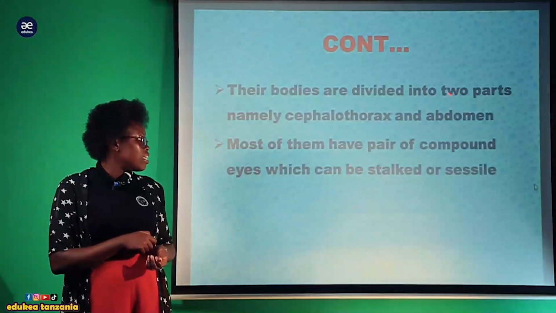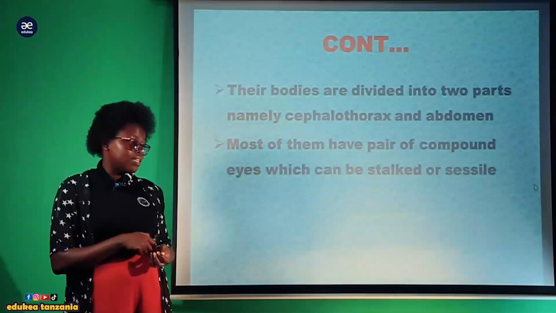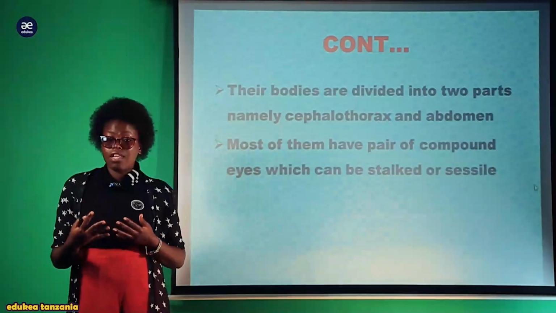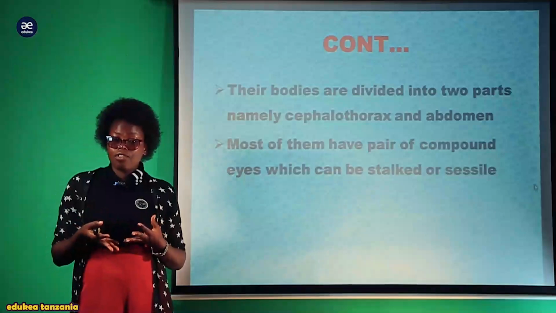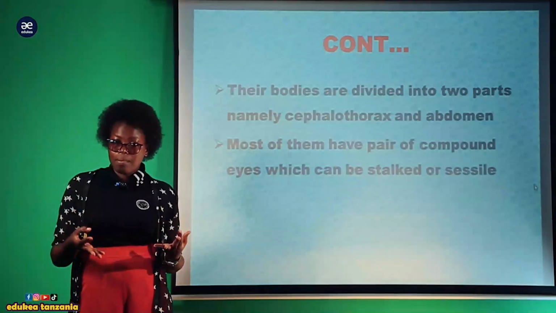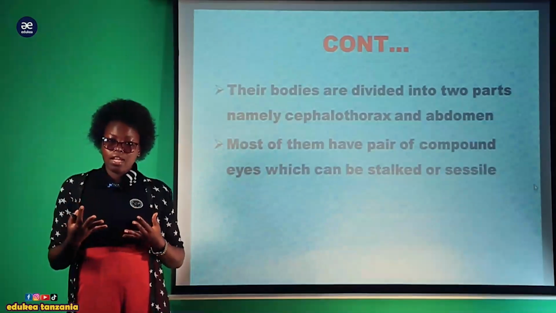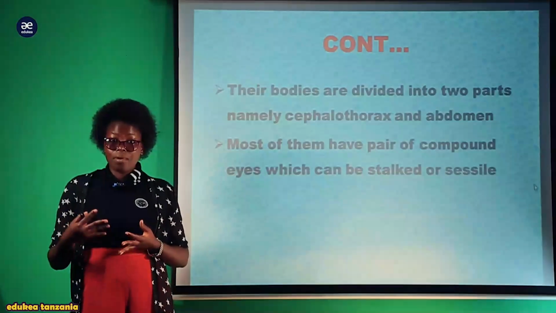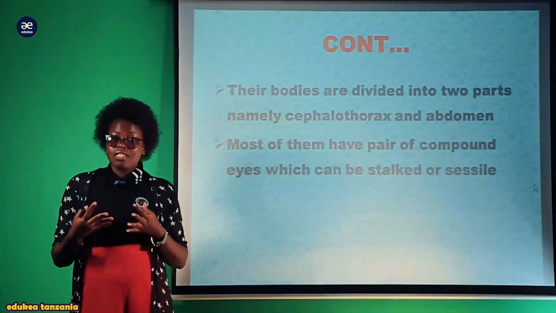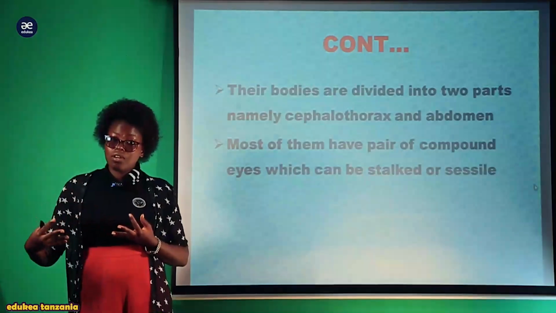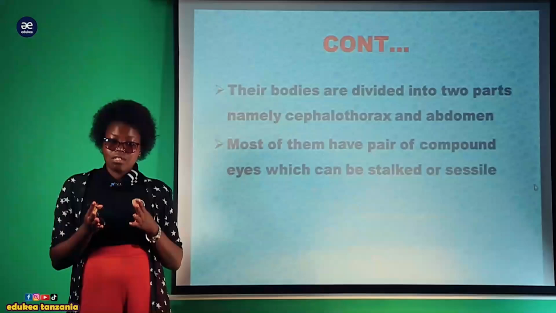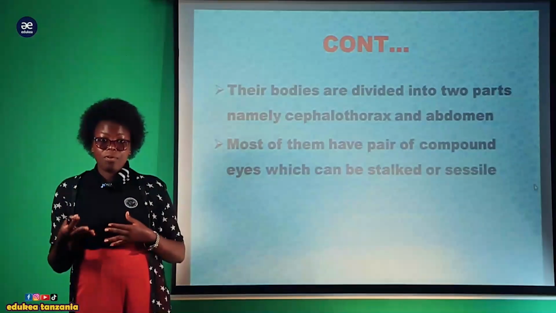Also, their body is divided into two parts, namely the cephalothorax and the abdomen. We have seen that in the general features of the phylum Arthropoda they have three main body parts or tagmata: the head, thorax, and abdomen. But in some cases, such as the Crustacea and the arachnids, the head and thorax are fused together, so there is no demarcation separating the head from the thorax.